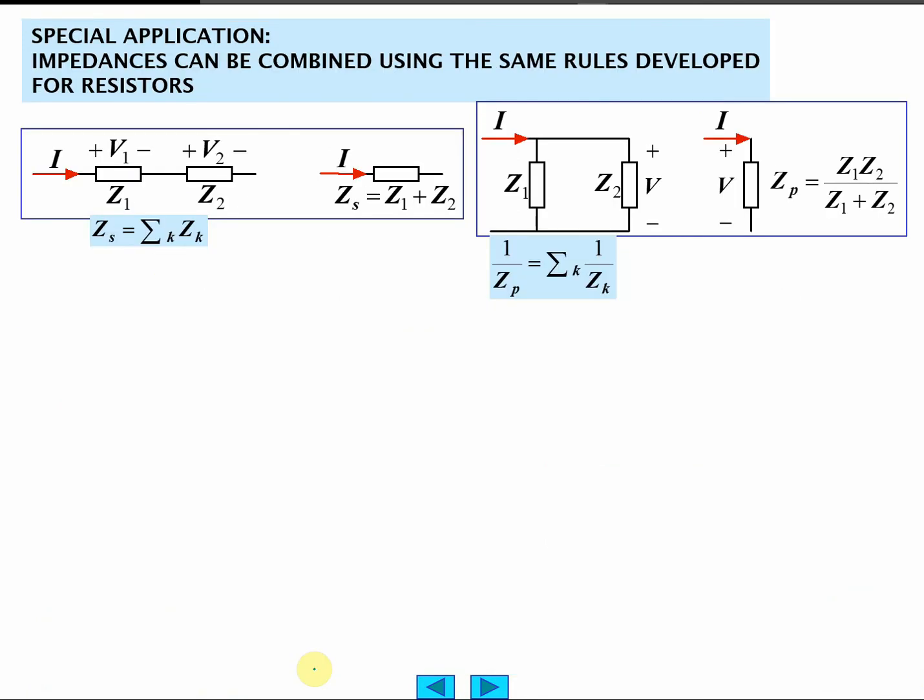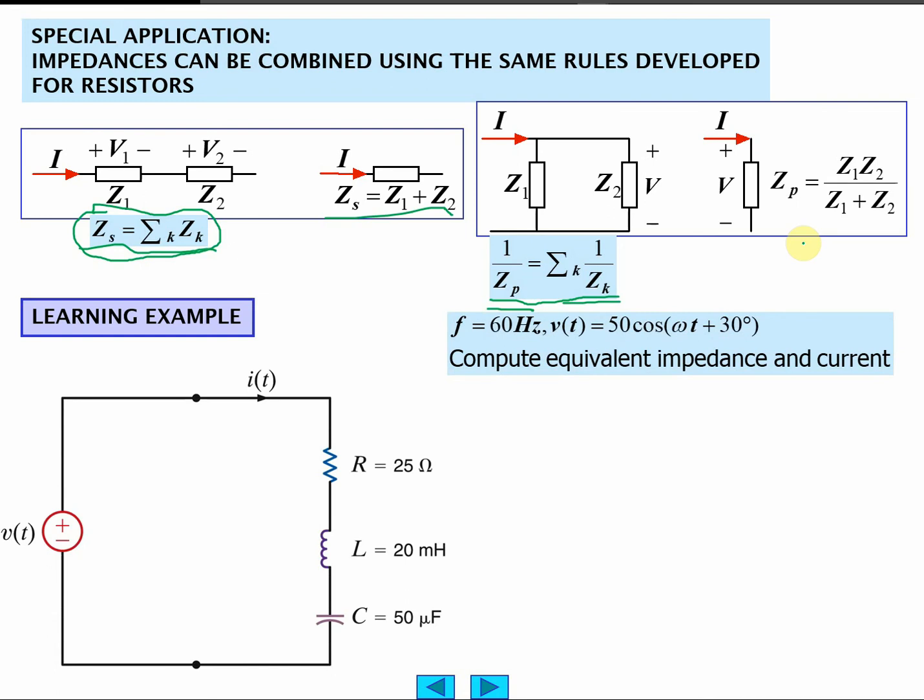Okay, some of the rules we've developed for resistors apply to impedances. So series impedances simply add. The equivalent impedance over here is the sum of the individuals. In a parallel circuit, the sum of the reciprocals is equal to the reciprocal of the equivalent impedance. Just like resistors in DC circuits. Okay.